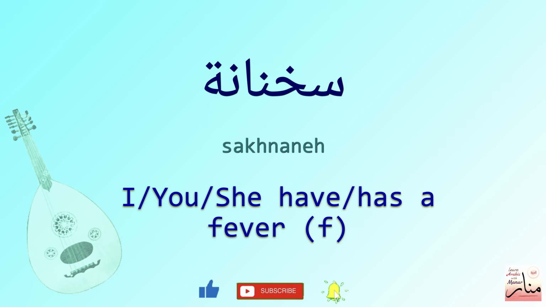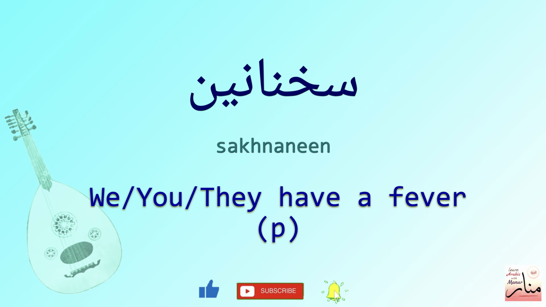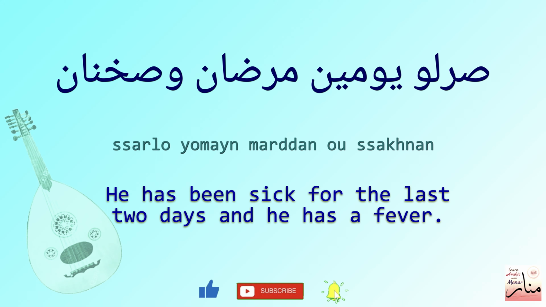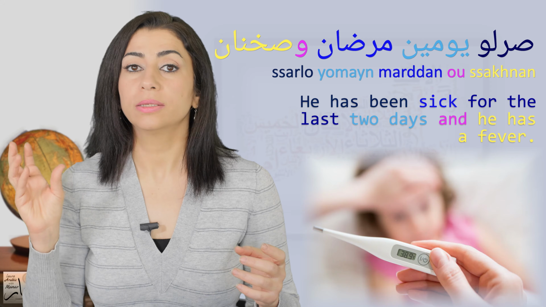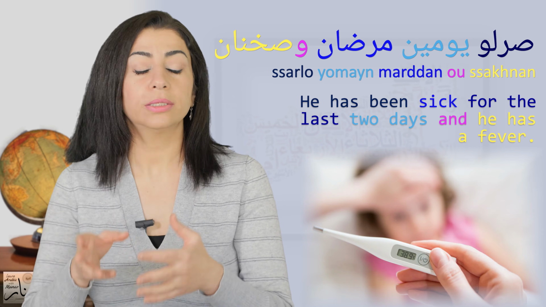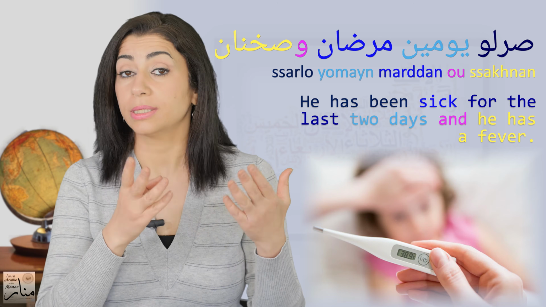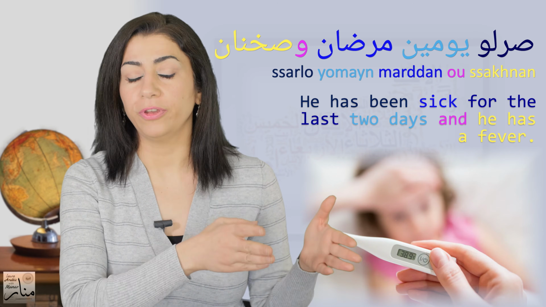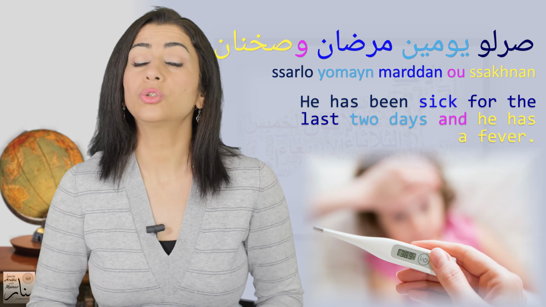We have the adjective سخنان masculine, سخنانة feminine, سخنانين plural. We use سخنان, سخنانة, سخنانين to describe that we are hot because of a high fever. Only to say someone is سخنان, it means that they have a high fever. For example, صار له يومين مرضان وسخنان. He has been sick for 2 days and he has a fever. صار له, he has been. يومين, 2 days. مرضان is sick. و is and. سخنان, he has a fever. صار له يومين مرضان وسخنان.